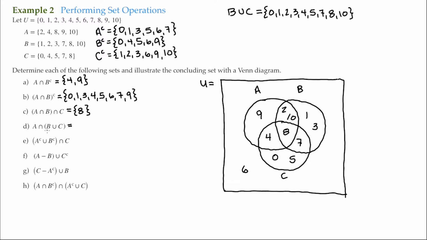So that's B union C. I want to see where that intersects with A. So all the elements that are in B union C that are also in A. So if I look right here, here's B, here's C, and where do they intersect A? That's right here. So you could see that it is 2, 4, 8, and 10.